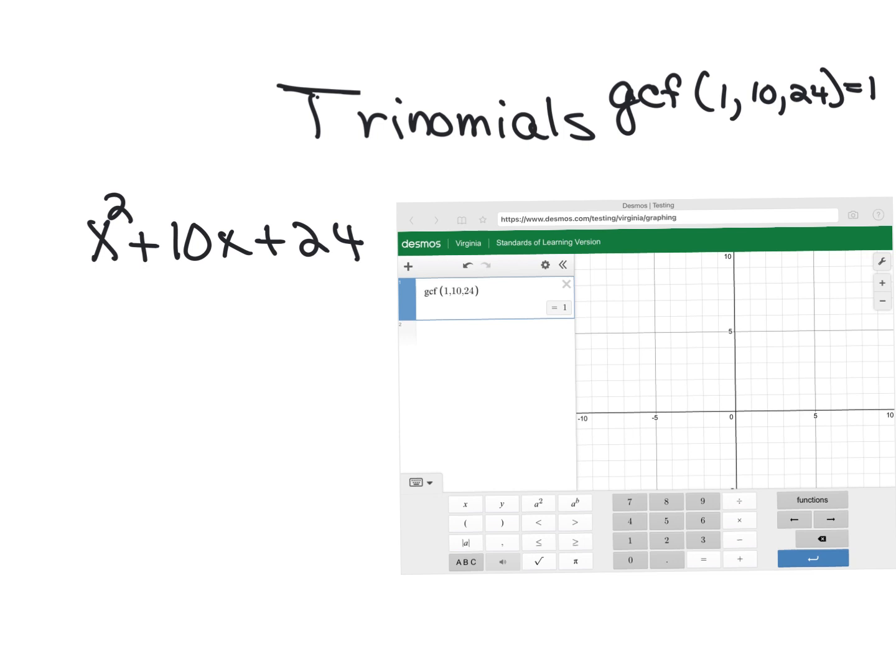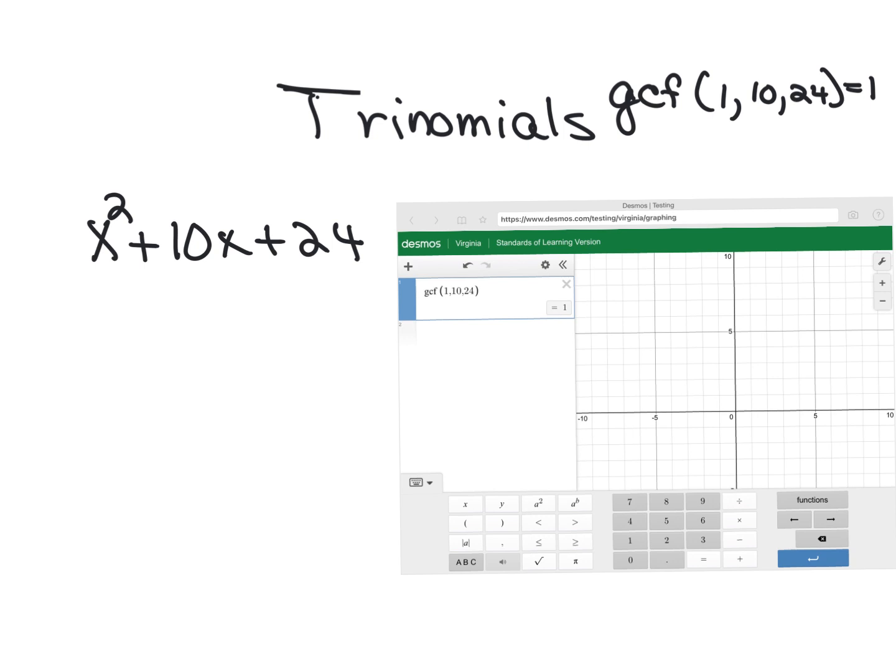Anytime that you have a trinomial, binomial, whatever it may be, you want to find the GCF, and I've shown on Desmos what you would do in terms of finding the GCF. You are going to type in those lowercase letters, GCF, and then once you have those typed in, you are going to just put the numbers in parentheses and it will tell you what that GCF is.